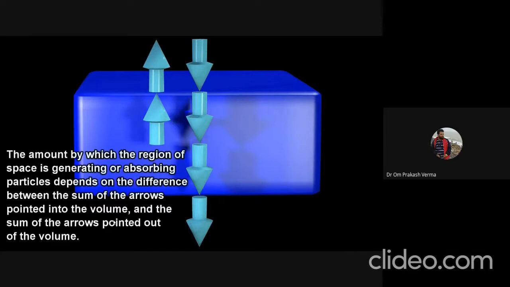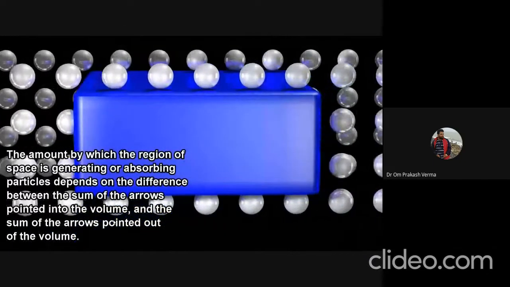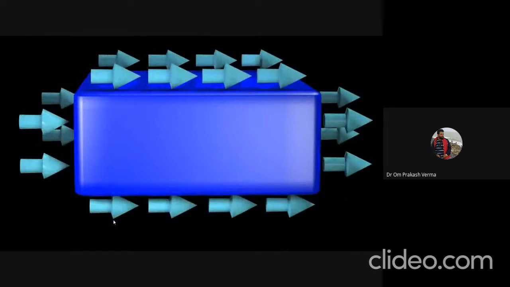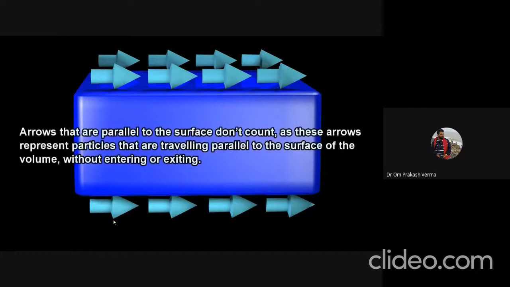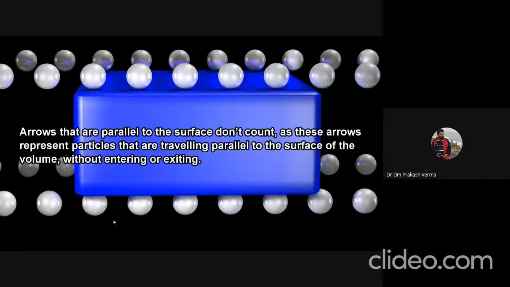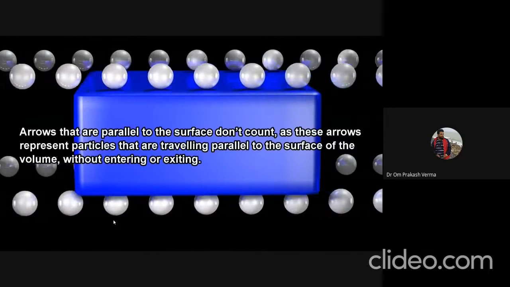The amount by which the region of space is generating or absorbing particles depends on the difference between the sum of the arrows pointed into the volume and the sum of the arrows pointed out of the volume. Arrows that are parallel to the surface don't count, as these arrows represent particles that are traveling parallel to the surface of the volume without entering or exiting.